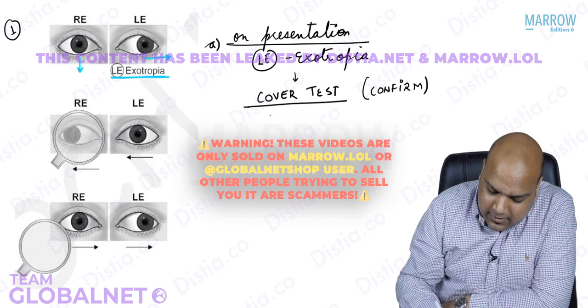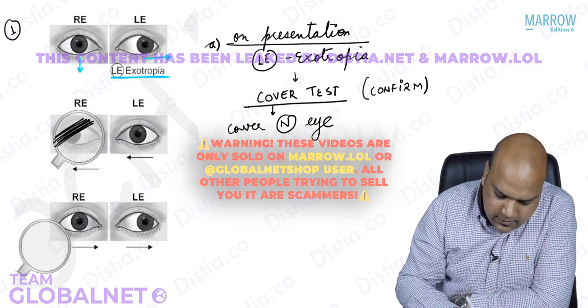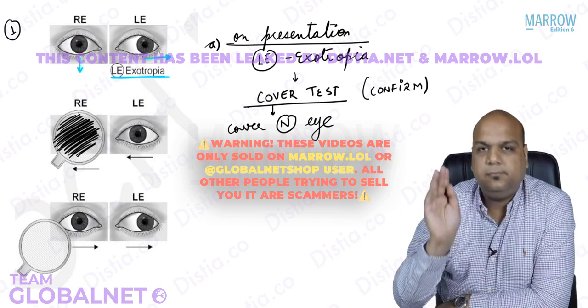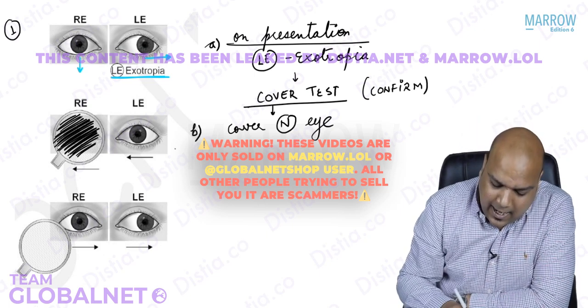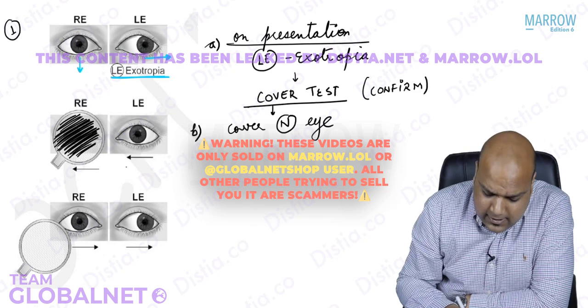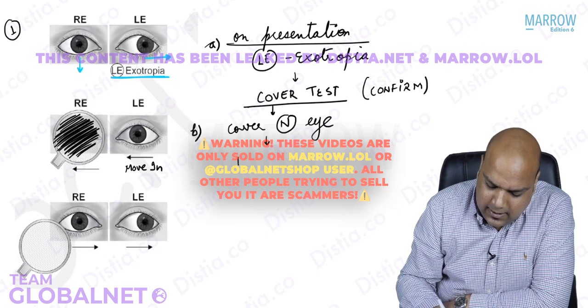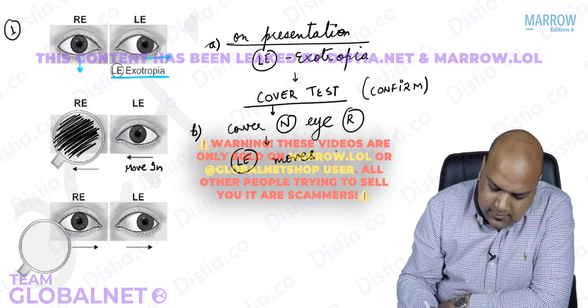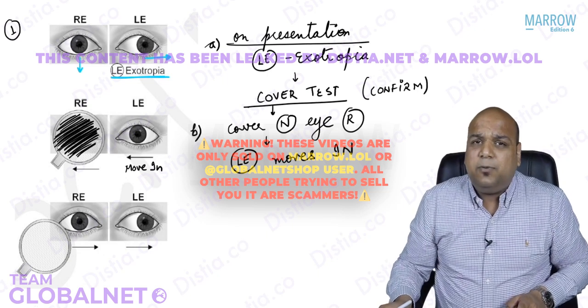So in cover test, we cover which eye? We cover the normal eye. See, the cover is always opaque, everybody. So I have covered the normal eye. As soon as I cover the normal eye, what do I see? In image B, everybody, I see that the left eye, which was deviated outward, is starting to move in. This I can see in the image. I'm just writing what I can see in the image. But the question is why, everybody?